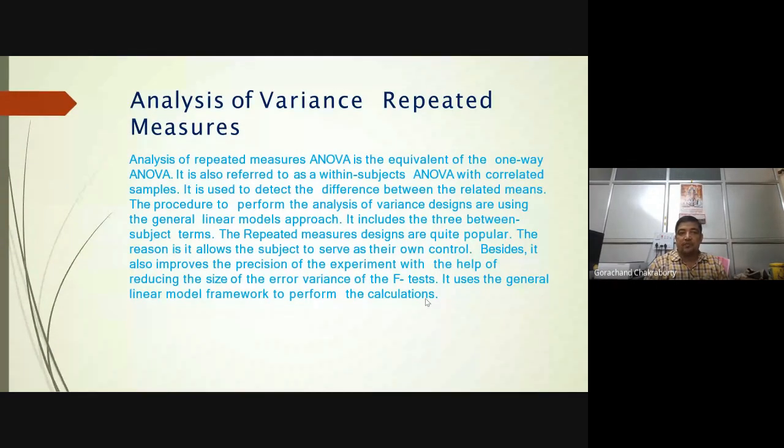The procedure to perform the analysis of variance designs uses the general linear models approach. It includes the three between-subject terms. Repeated measures designs are quite popular because they allow the subject to serve as their own control. Besides, they also improve the precision of the estimate by reducing the size of the error variance of the test. It uses the general linear model framework to perform the calculations.